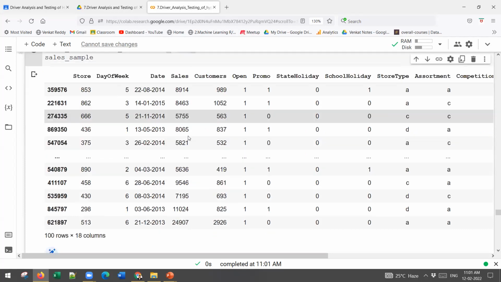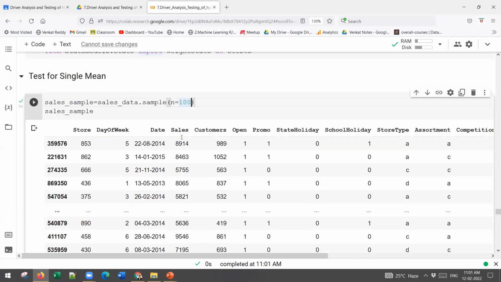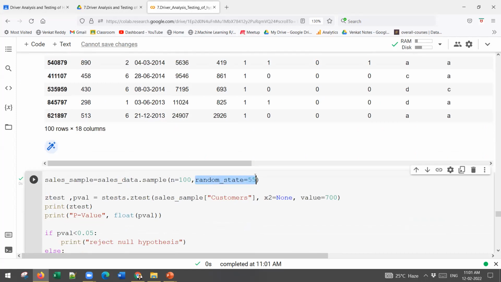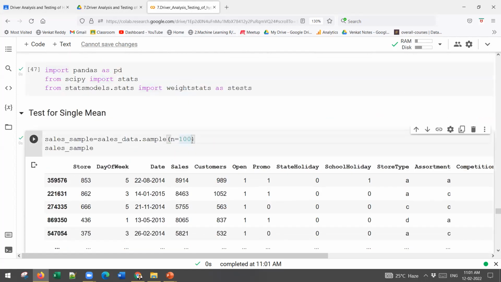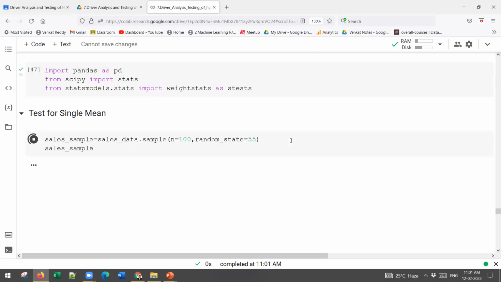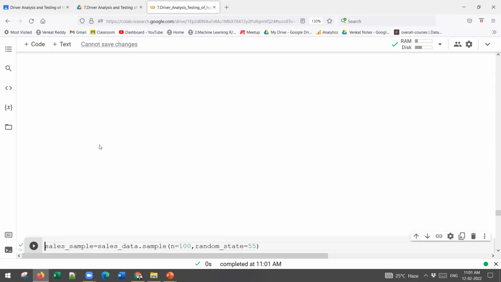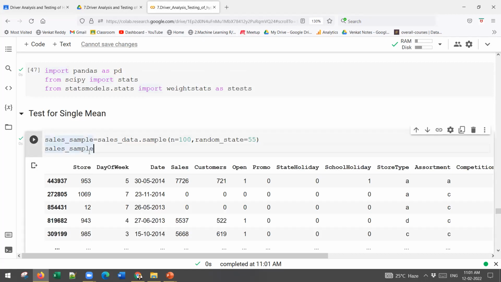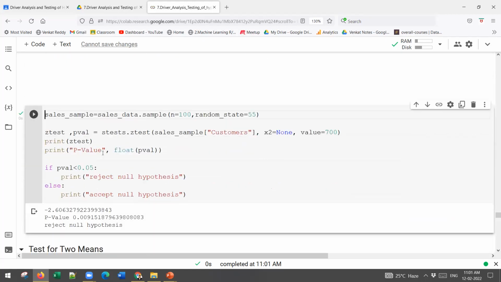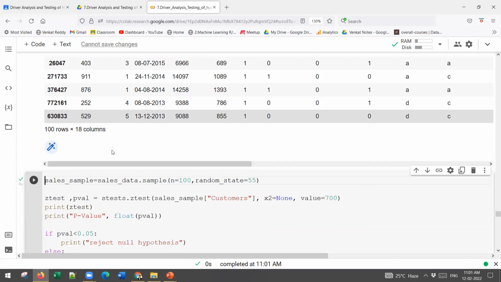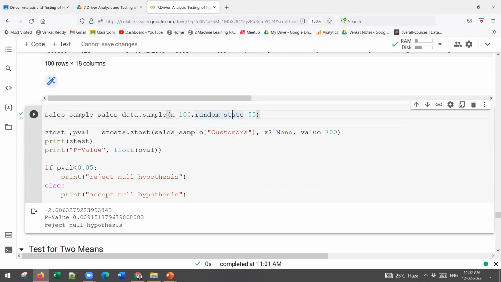How do you make sure that I get a random sample, but I can regenerate the same sample again and again? Then you can use a seed, or here it is known as random state. If all of us mention the same ID, this ID doesn't matter. Any number you mention, no matter how many times you execute it, the same random sample will be generated. Look at this, 953 is the store ID. Once again, if I execute the same 953, the same sample will be generated. That's why I want everyone to get the same sample, so we give the same random state value.